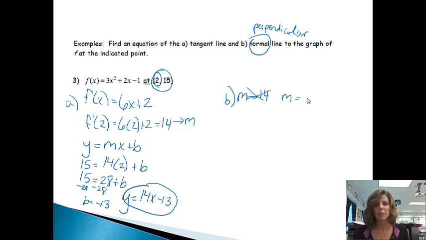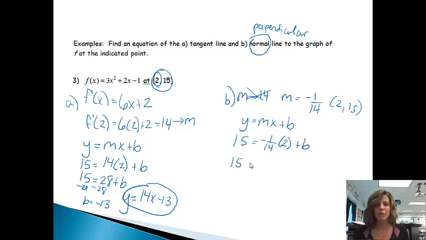Our slope is going to be the opposite reciprocal, which will be negative 1/14. I'm still going to use the point (2, 15) because that did not change. So now we're ready to find b. y equals mx plus b. We know y is 15, we know m is negative 1/14, we know x is 2, plus b.